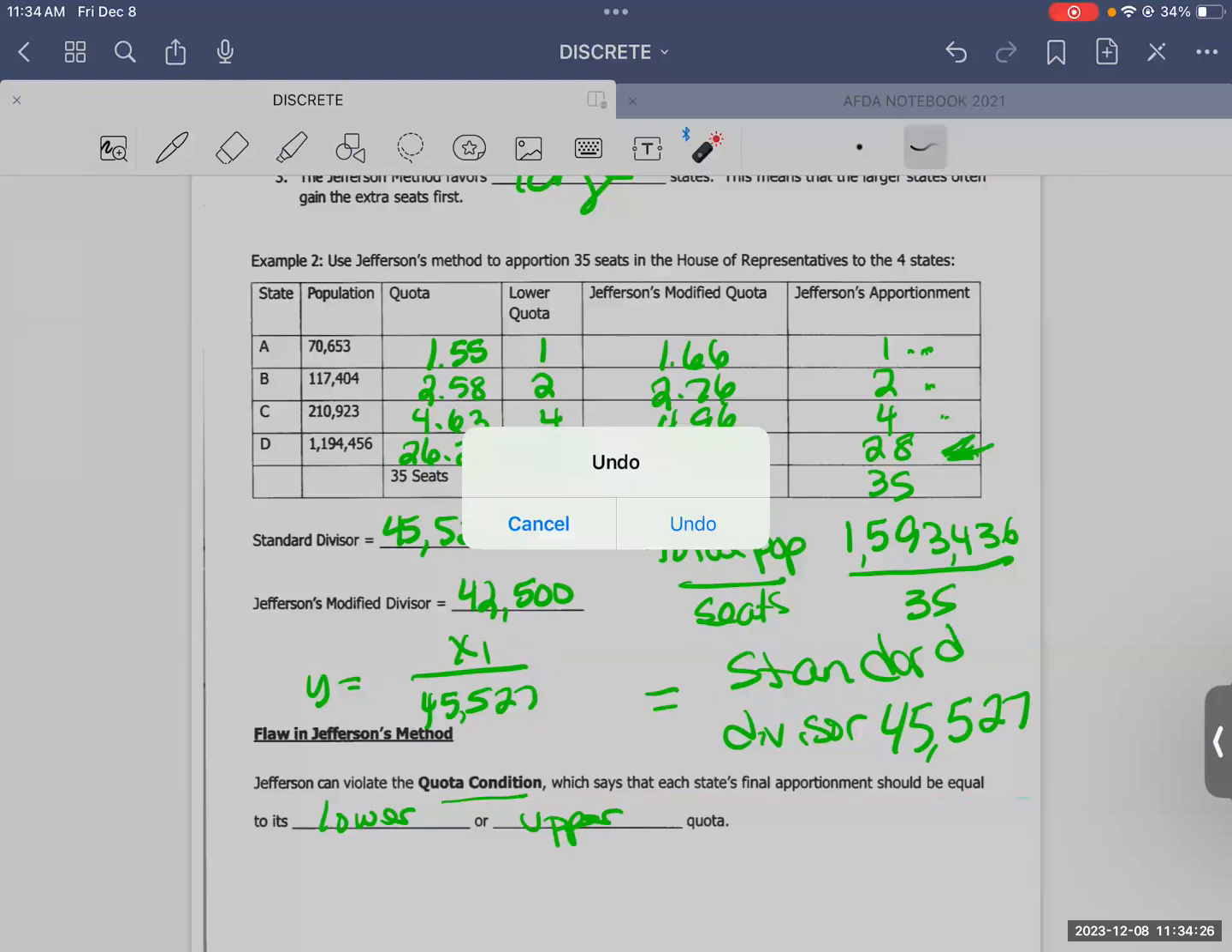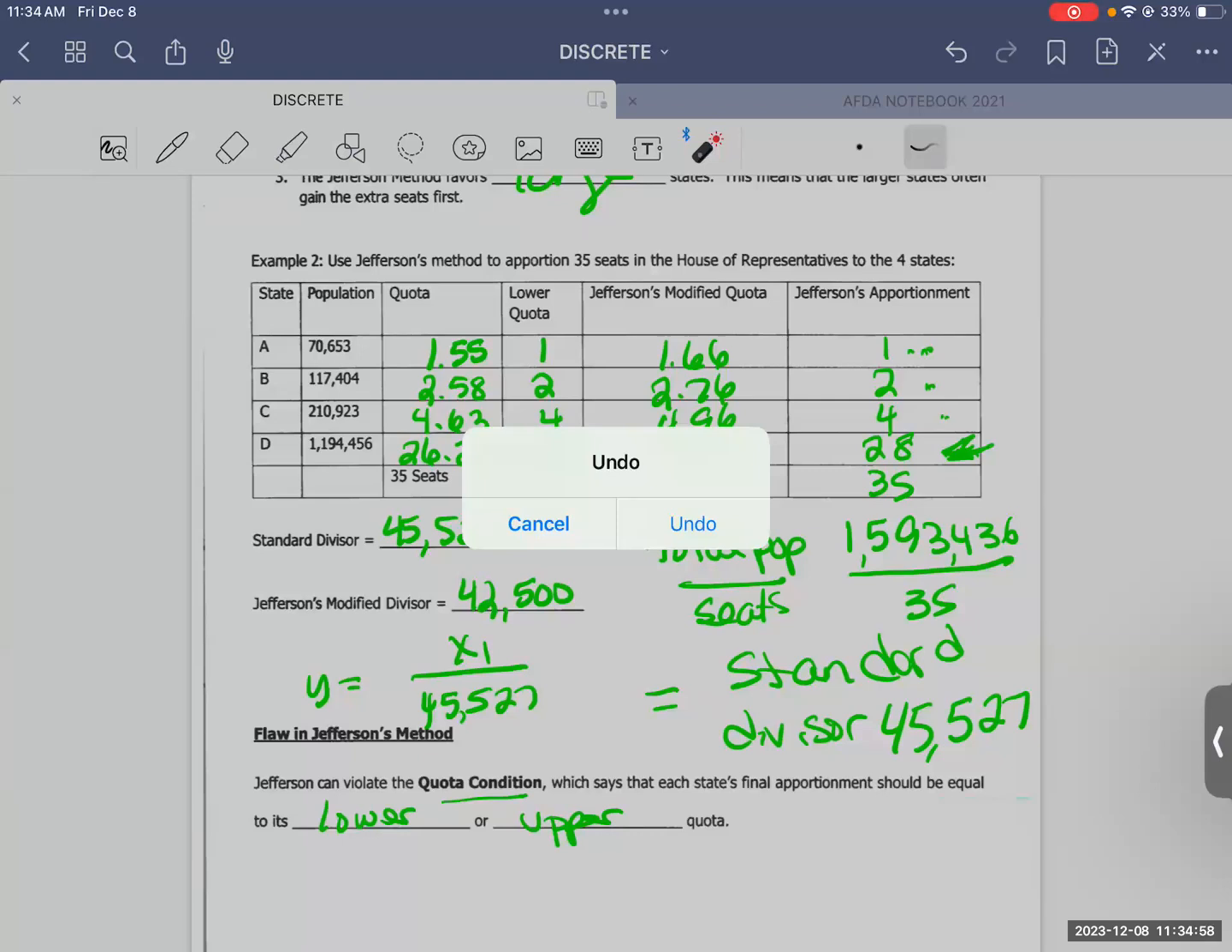Wait, hold on. Standard quota is state population divided by standard divisor. So our standard divisor was... no, that's it. That's 24. Okay, I got you. 2, 2, 3, 3, 2, and that out of the 12. What's it supposed to add up to? Something's not right.